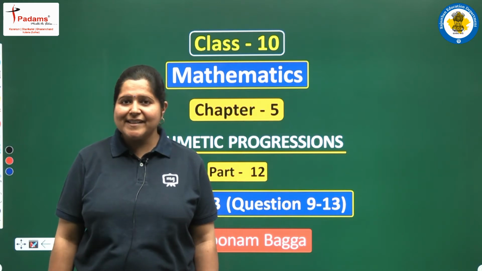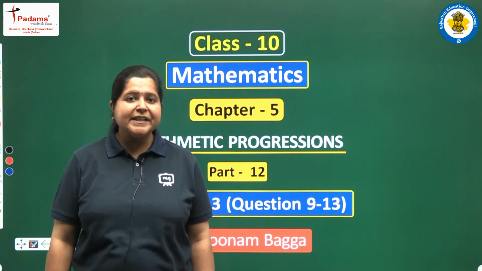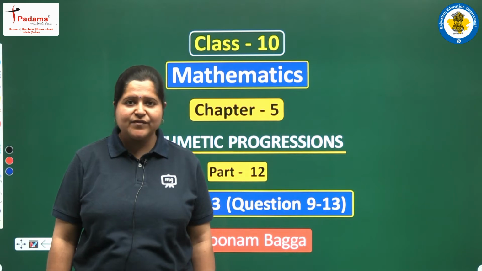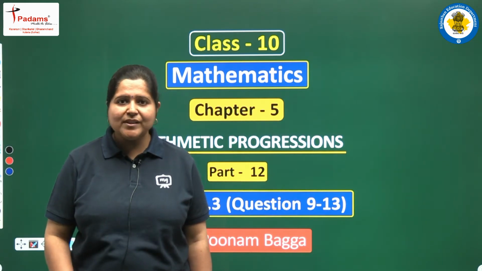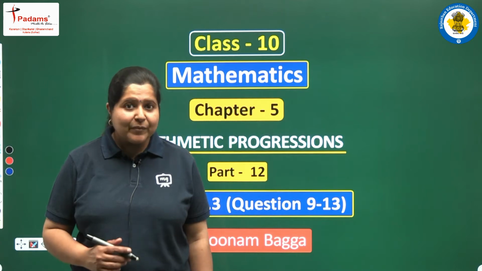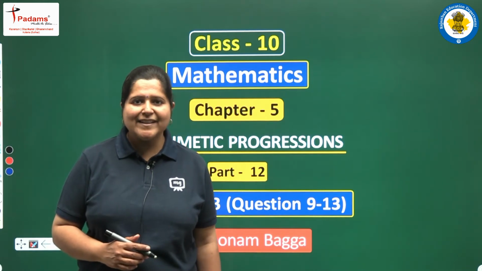We are studying class 10th maths chapter 5 arithmetic progressions. We have now completed the first 8 questions of exercise 5.3. Today in this video we will take up question number 9 to 13 from the same exercise. Before we start, let us once again revise the formulae that we have learnt in this chapter.